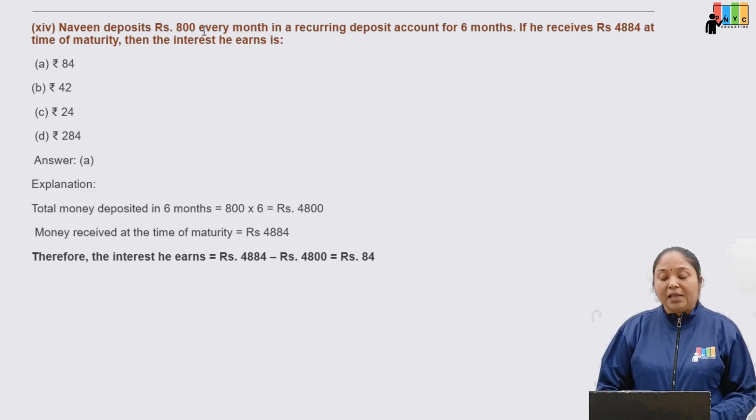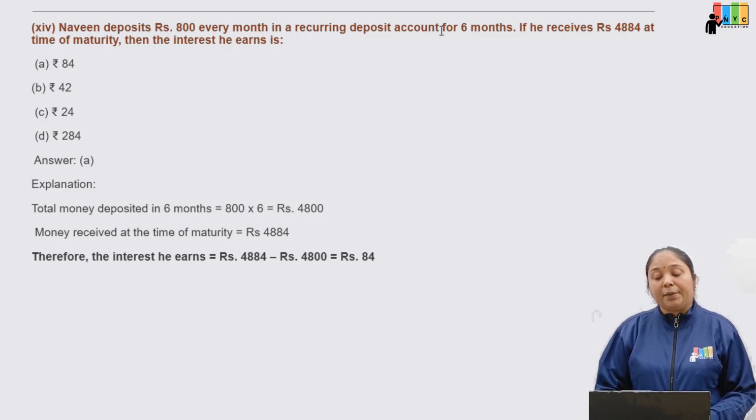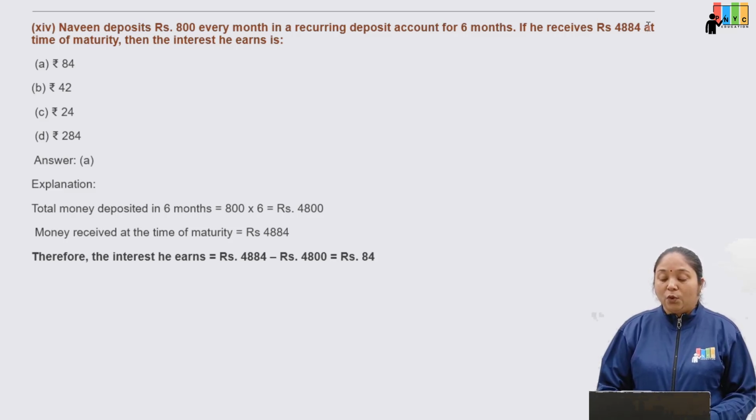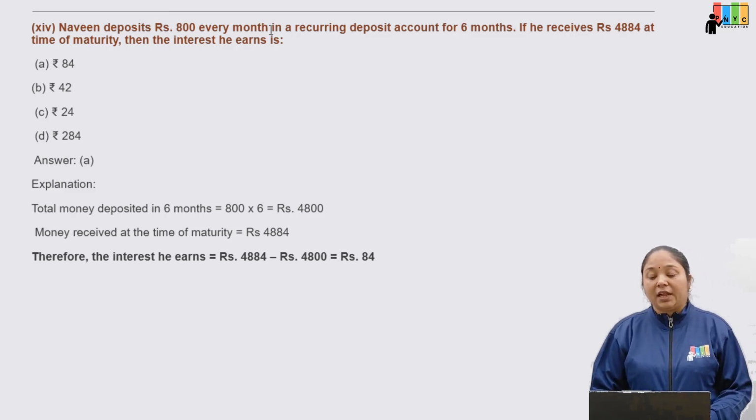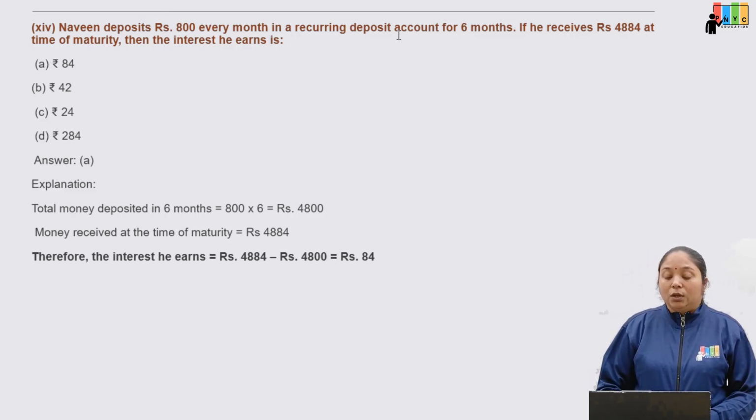Naveen deposits rupees 800 every month in a recurring deposit account for 6 months. If he receives rupees 4,884 at the time of maturity, then find the interest he earned. Now, Naveen deposits 800 every month, and this is for 6 months. So the total money deposited in 6 months is 800 into 6, that is 4,800 rupees he has deposited in 6 months. The money received at the time of maturity is also given, that is 4,884.